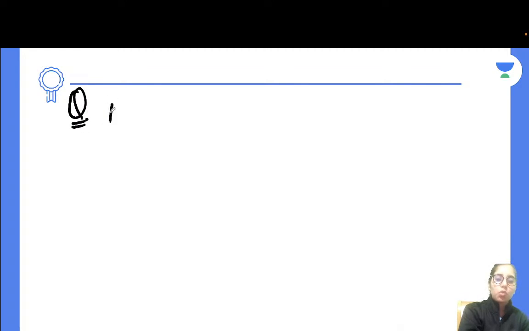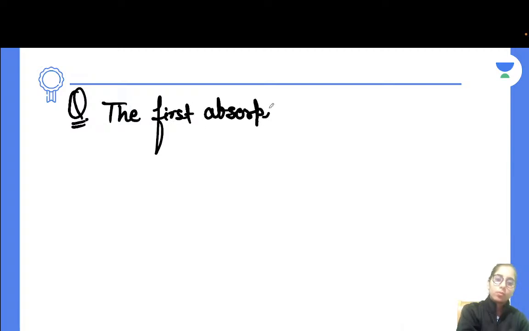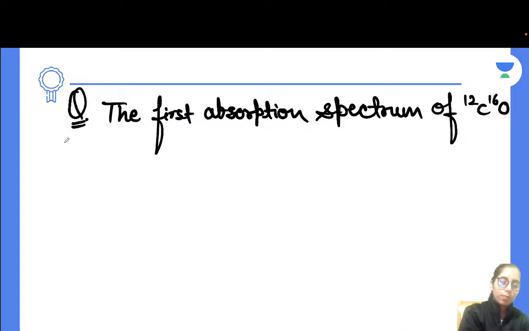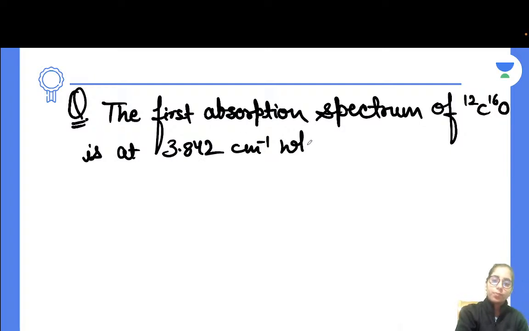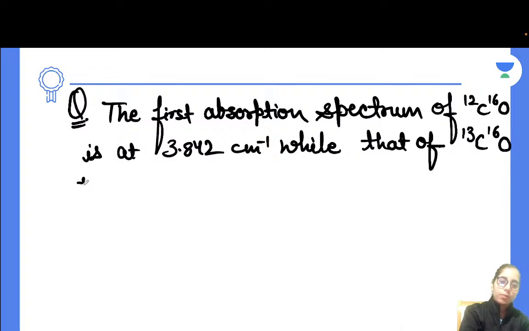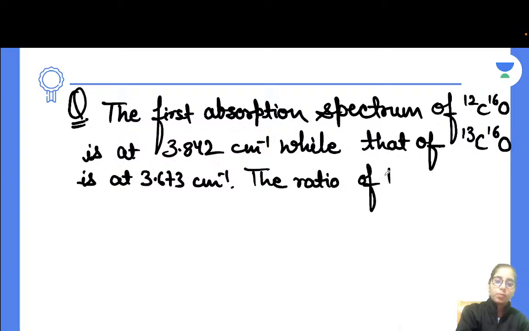Different topic-based and concept-based questions we'll be taking here. The first absorption spectrum of 12C16O is at 3.842 centimeter inverse, while that of 13C16O is at 3.673 centimeter inverse. The ratio of their moments of inertia is to be found.